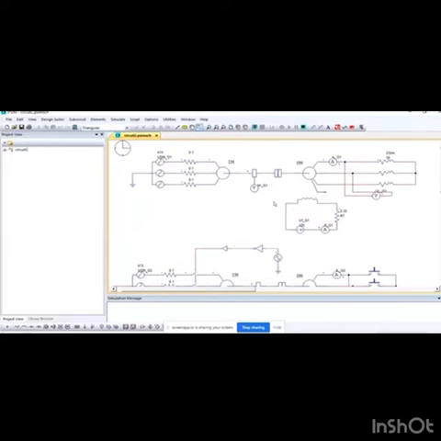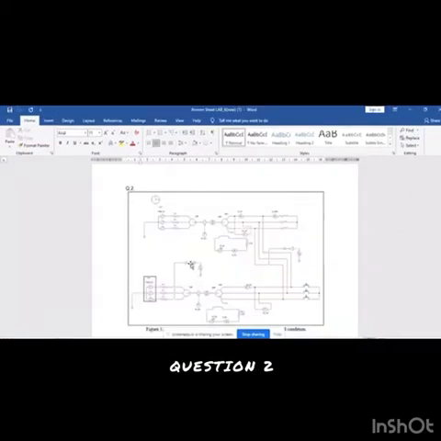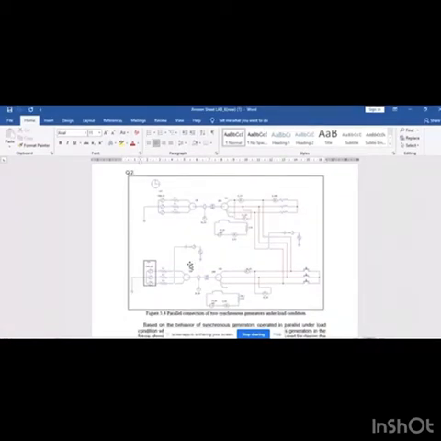After that, we simulate the circuit. So this is the waveform of question 1. It asks for 1.2 seconds until 1.5 seconds. For the RMS value, the line voltage for generator 1 is 4.187 and for the line voltage for generator 2 is 4.271. It is slightly different for the line voltage of generator 1 and generator 2. That's all.